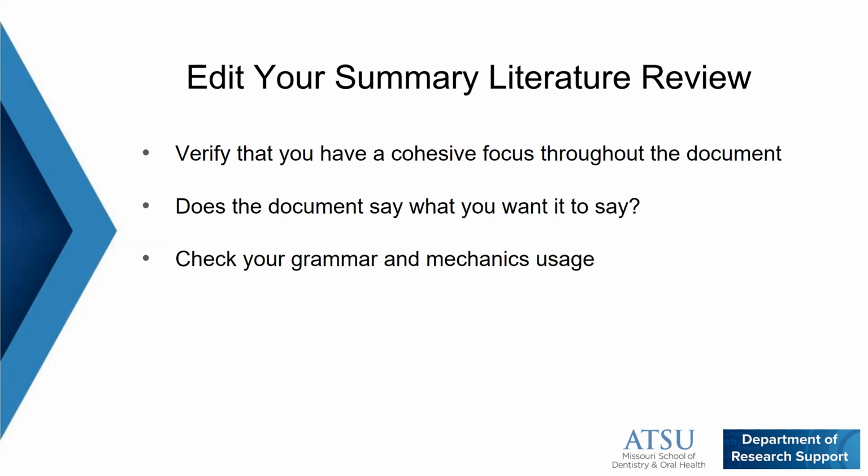Once you have a draft of your summary literature review, make sure to edit it. Editing a document is an important step in the process. So what are some things to consider as you edit? First, check that you have a cohesive focus throughout the document. Does the document say what you want it to say? If it doesn't, figure out how to reword the content so it does say what you want it to. Finally, check your grammar and mechanics usage. Poor writing makes it difficult for readers to understand your meaning.